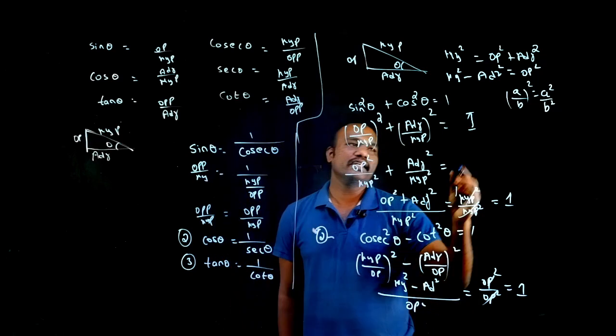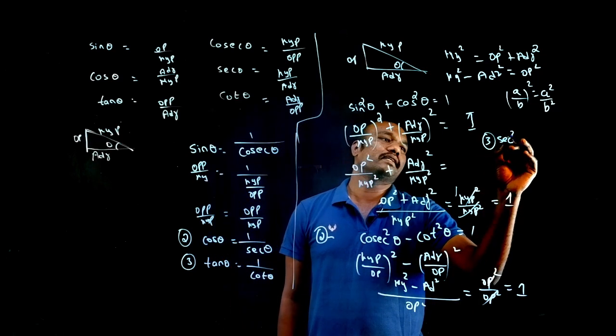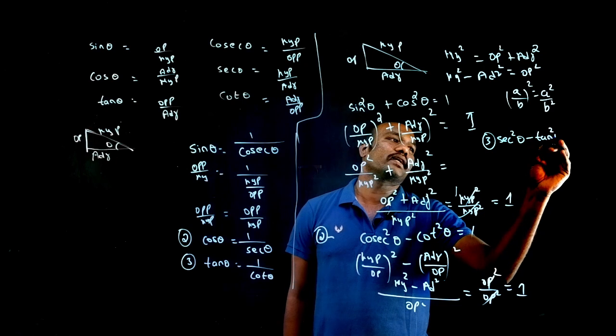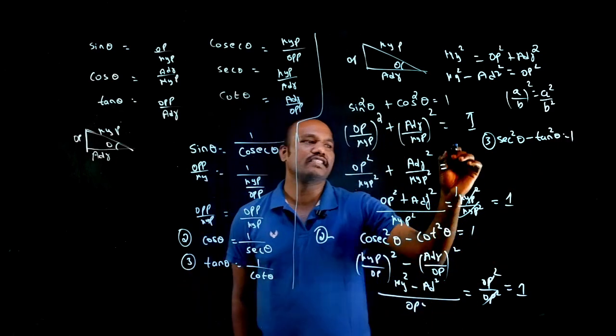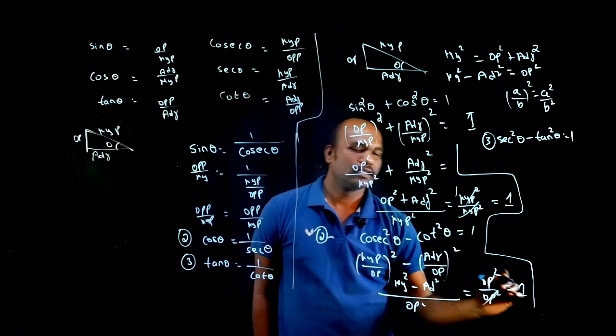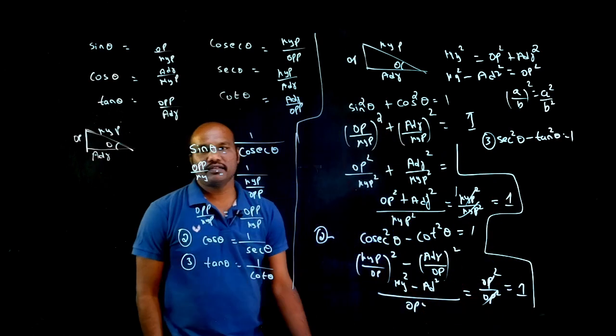Let's derive one more, that is secant square theta minus tan square theta is equal to 1. You should be capable of doing this question all by yourself. Pause the video, try this.